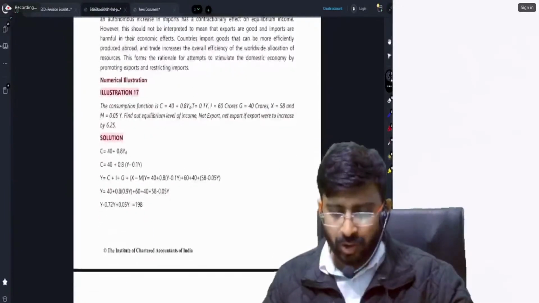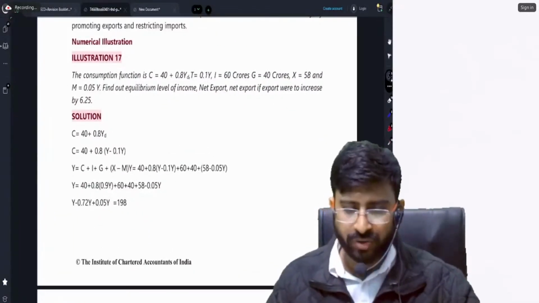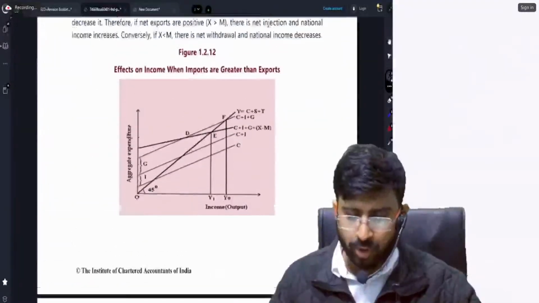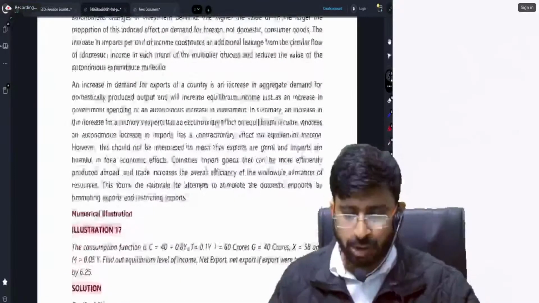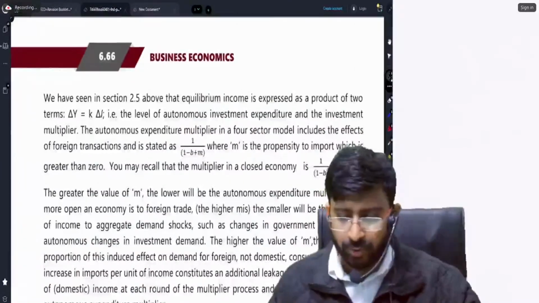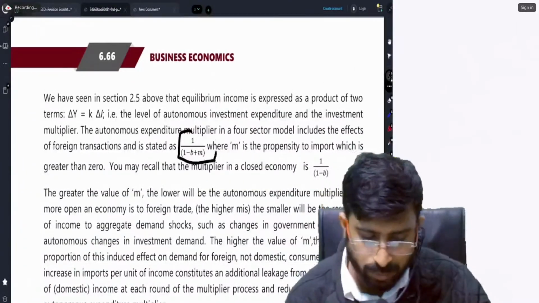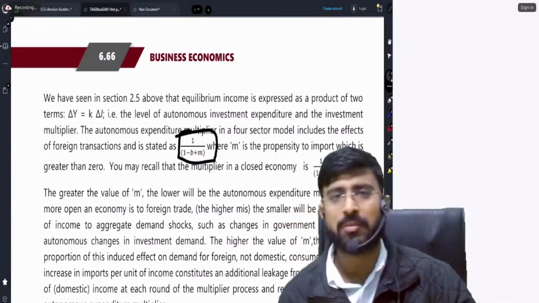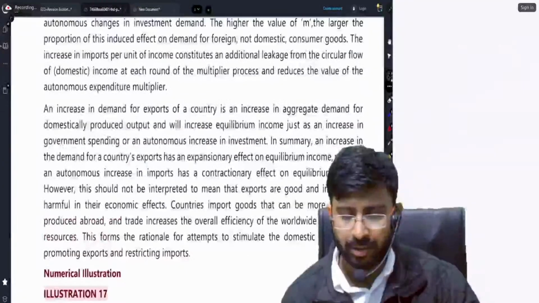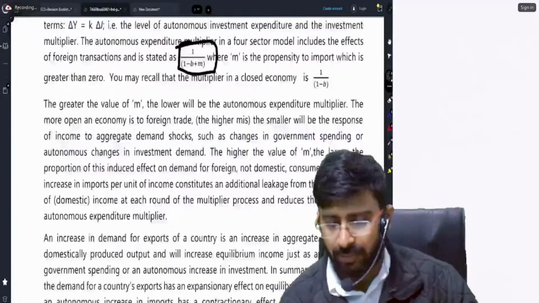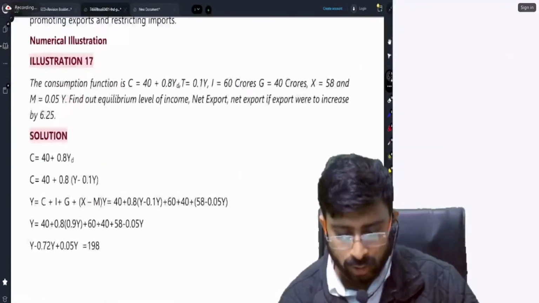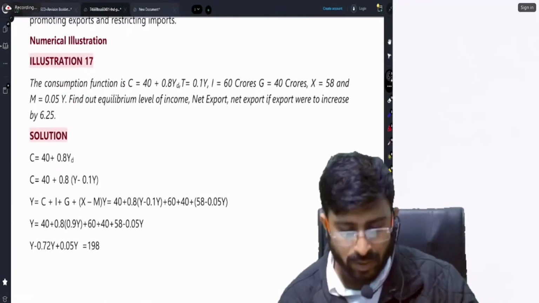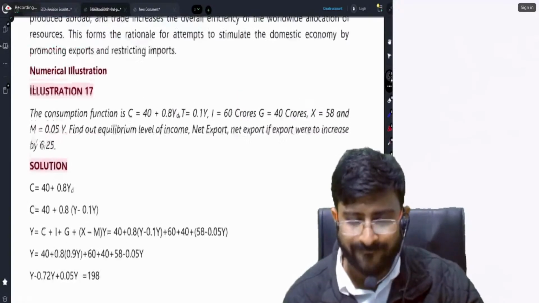Now, students, we talk about the four sector model. I have already told you this formula, the four sector foreign trade multiplier. Please note it down: 1 by 1 minus (B plus M). Now we are moving on to the four sector, so put the heading four sector model.